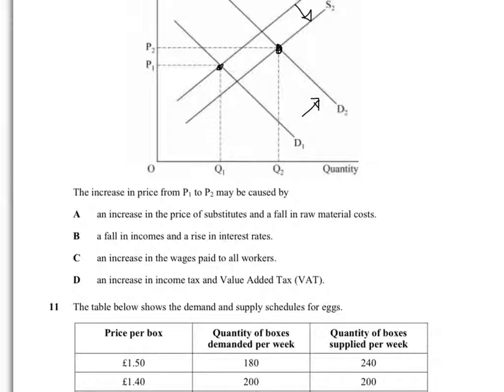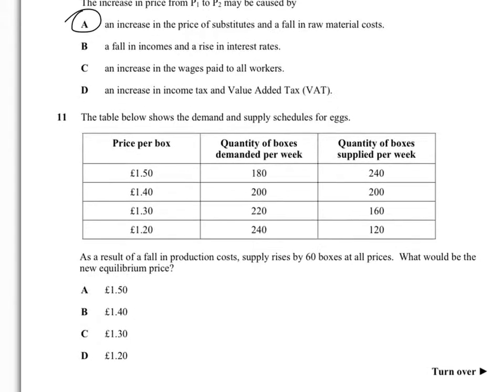We're looking for an increase in demand and an increase in supply. And let's go through the options. An increase in price of a substitute, which would cause an increase in demand for our product, yes, and a fall in raw material cost, which would cause an increase in supply. So, bang, straight in there, no need to mess around, let's get on with it. So we're going on to the next question.